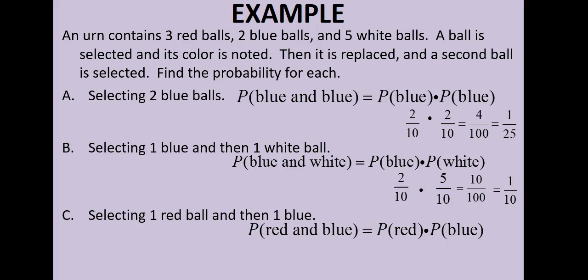So that would be the probability of red and blue equals the probability of red times the probability of blue. So that would be 3/10, because we had 3 red balls out of the 10, and the probability of a blue, again, would be 2/10. So we would multiply those together and get 6/100 or 3/50.